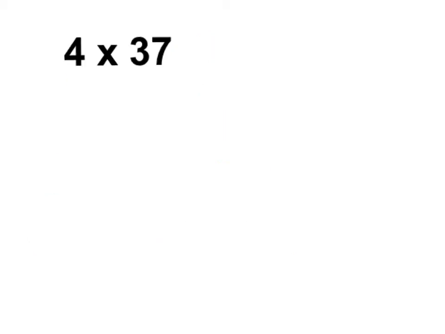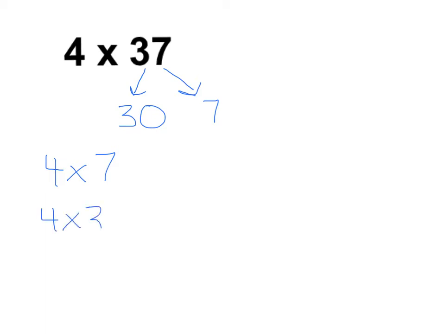Let's look at the question 4 times 37. We can break this up into two parts. So 37 can be broken up into 7, because the 7 is in the ones place, so it's just worth 7. And the 3 is in the tens place, so it's worth 30. So I can rewrite my question as 4 times 7 and 4 times 30.